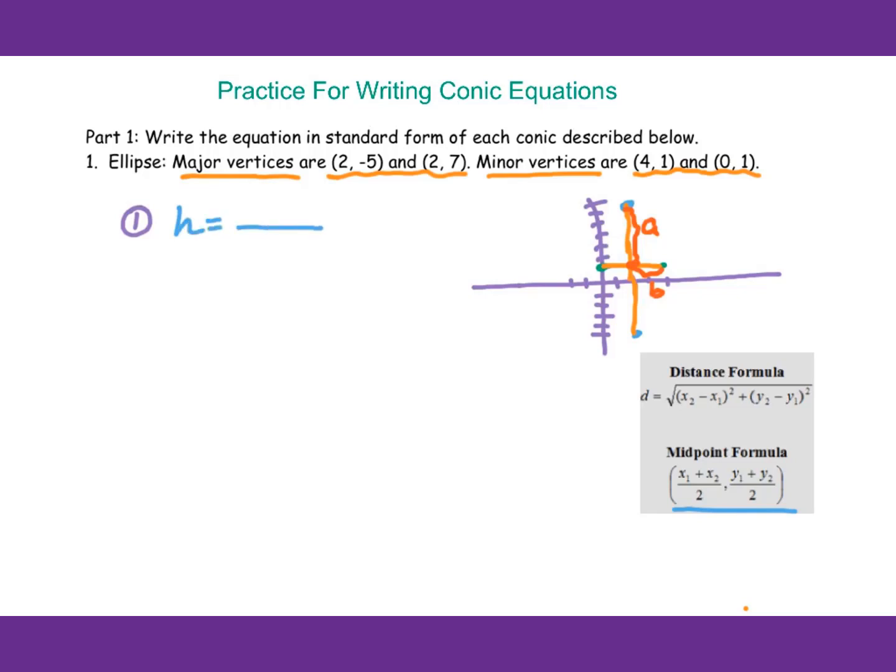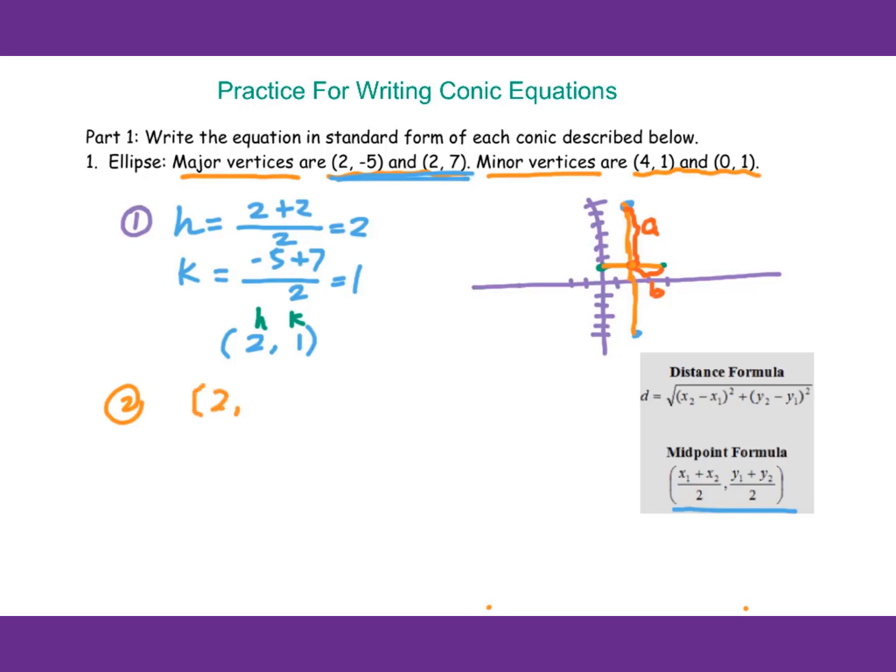So H equals 2 plus 2 over 2, that's equals 2. K equals, I'm using these 2 points, -5 plus 7 over 2 equals 1. So we get 2, 1, that will be HK. Your second step, the distance between center and major vertex, that's A. So we write down, this is a center. One of major vertex, that's 2, -5. Distance between these 2 points, that's A equals 1 minus -5 equal to 6.